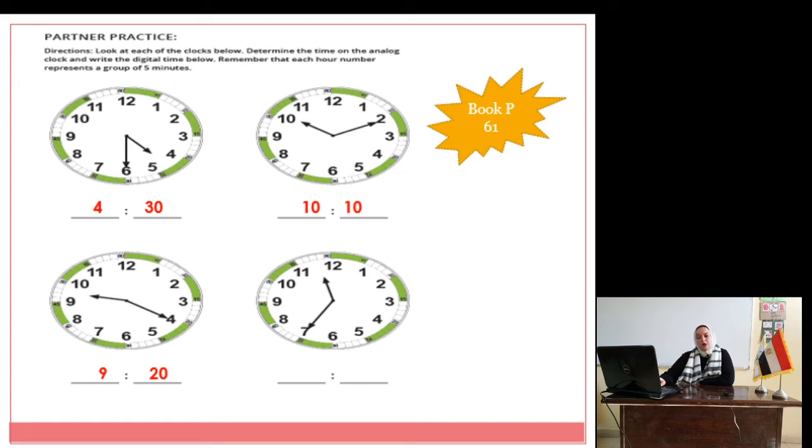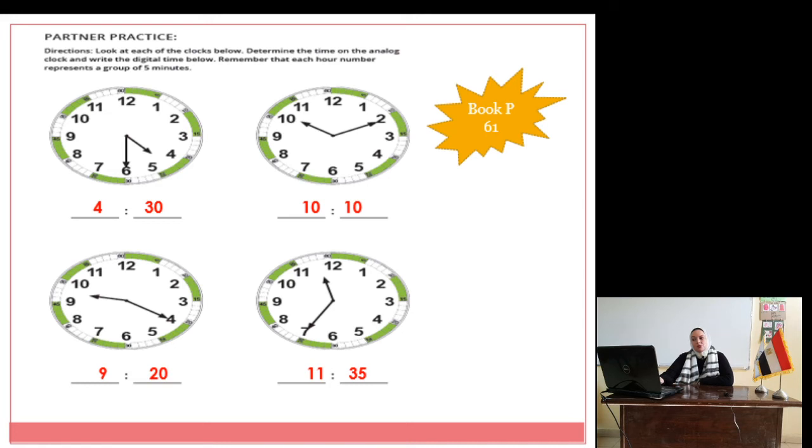So 4 times 5 equals 20. The fourth picture, the short arm is between 11 and 12. We are going to take the number before, so we are going to write 11. Okay, and the long arm times 5. So we are going to make 7 times 5 equals 35.